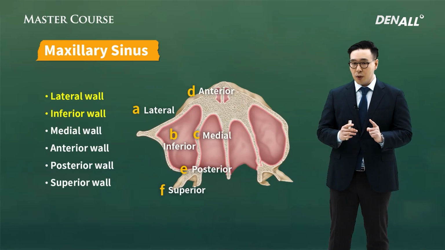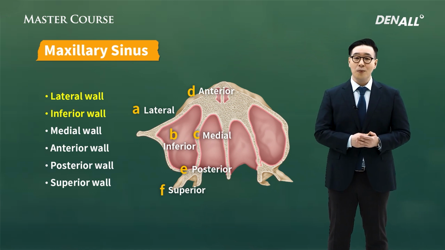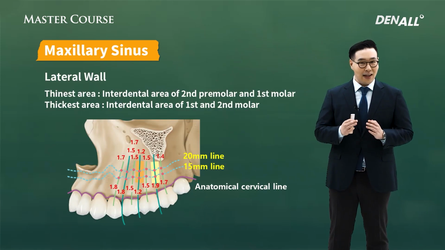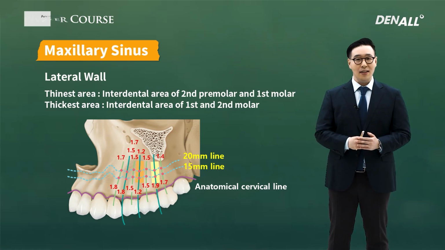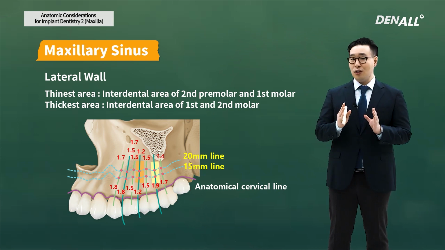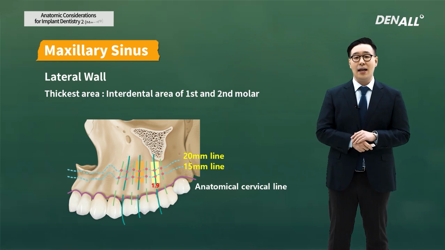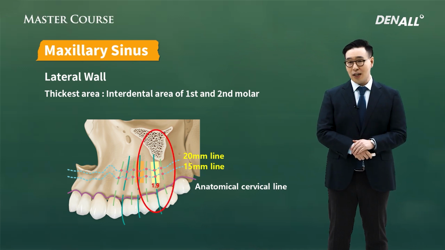And in the maxillary sinus, of the 6 walls, 2 relate to the clinical situation: the lateral wall and the inferior wall. Let's look a bit deeper into this. On average, in the lateral wall, the thinnest area will be the interdental area of the second premolar and first molar, and the thickest area will be the interdental area of the first and second molar. Now, the thickest wall on average is about 20 millimeters.